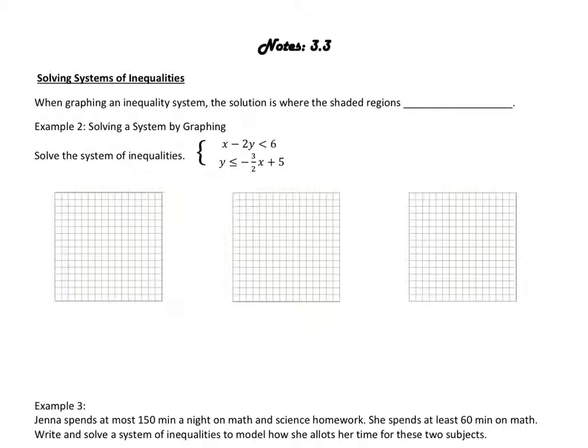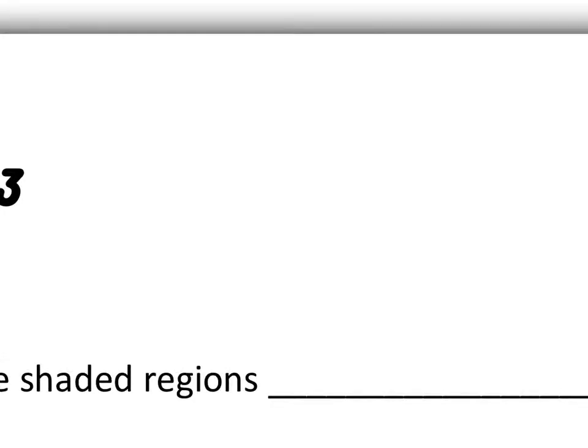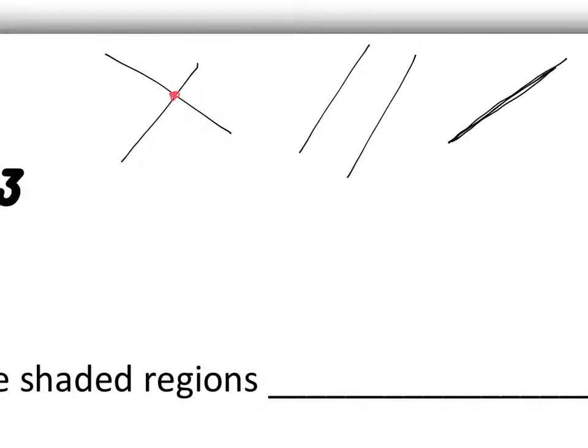Not yesterday. Friday, we graphed systems. And if you remember, we had 3 different options of what they would look like. They'd look like 2 lines with an intersection point, right? Or they would look like parallel lines that never touched. Or they would look like the same line, right?